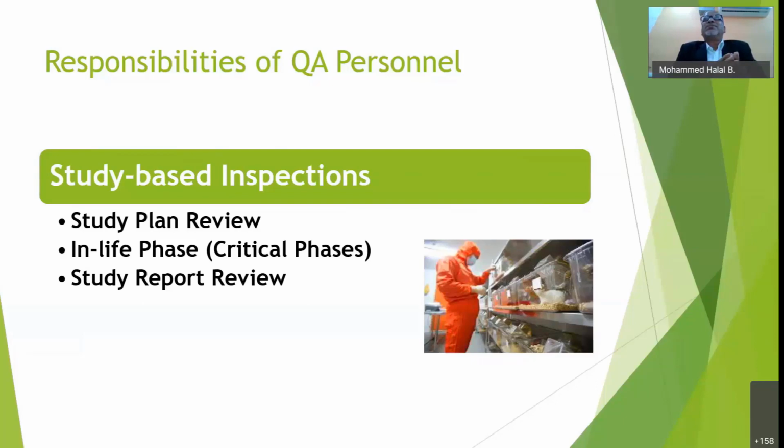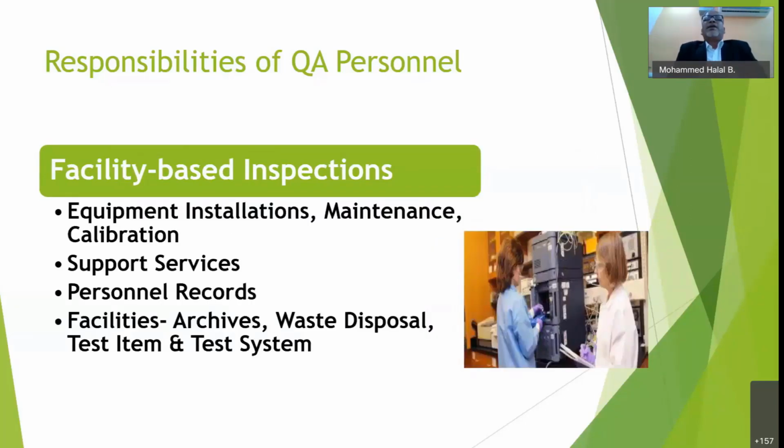I told about obtaining required animal cell lines, the test systems, test item, and weighing, preparation for that experiment, conducting main experiments, necropsy, slide preparation, all the relevant activities, until the study report is signed; this comes in the study-based inspection. Finally, the study report review is also part of the study-based inspection, again the responsibility of quality assurance personnel.